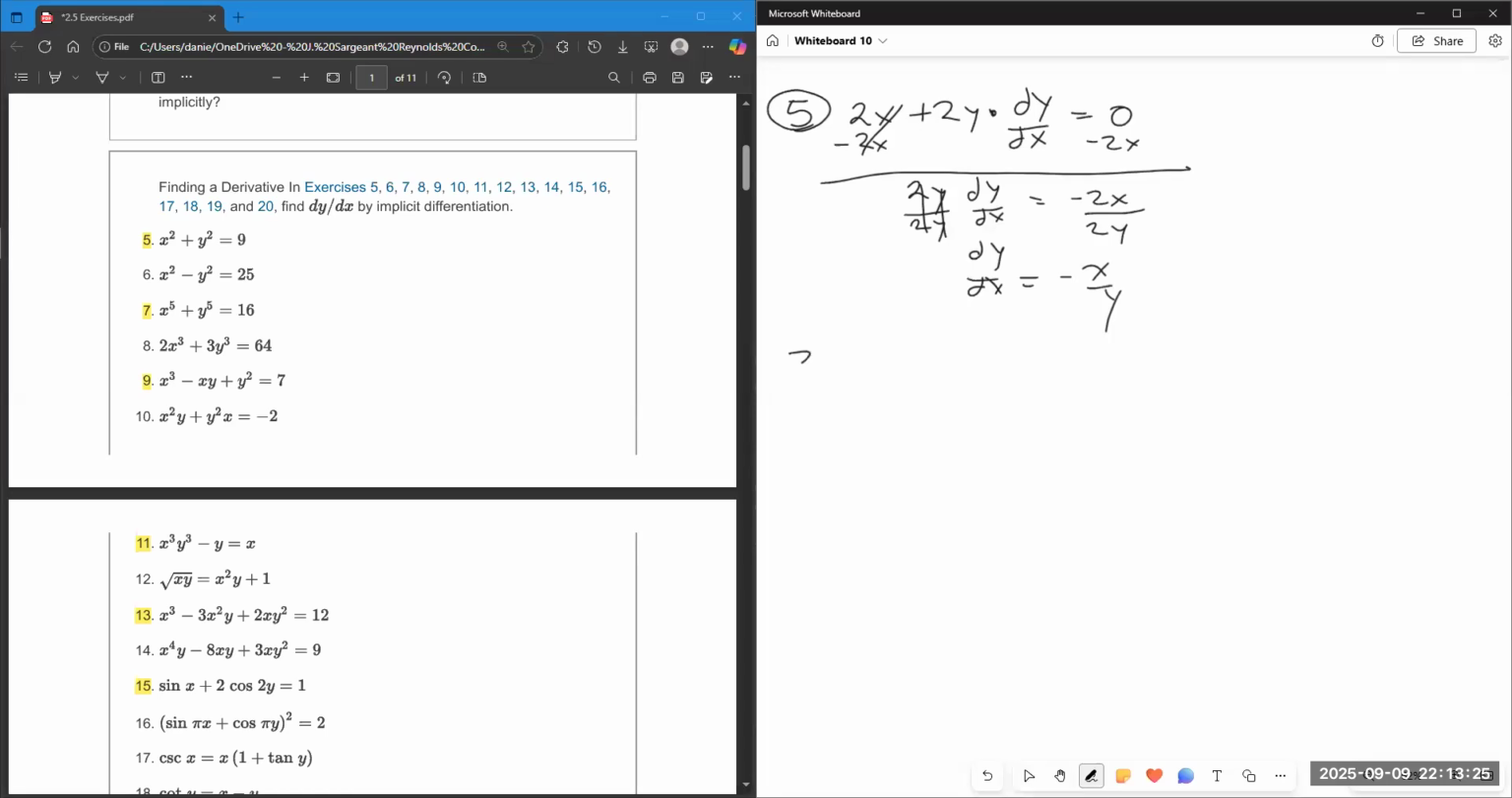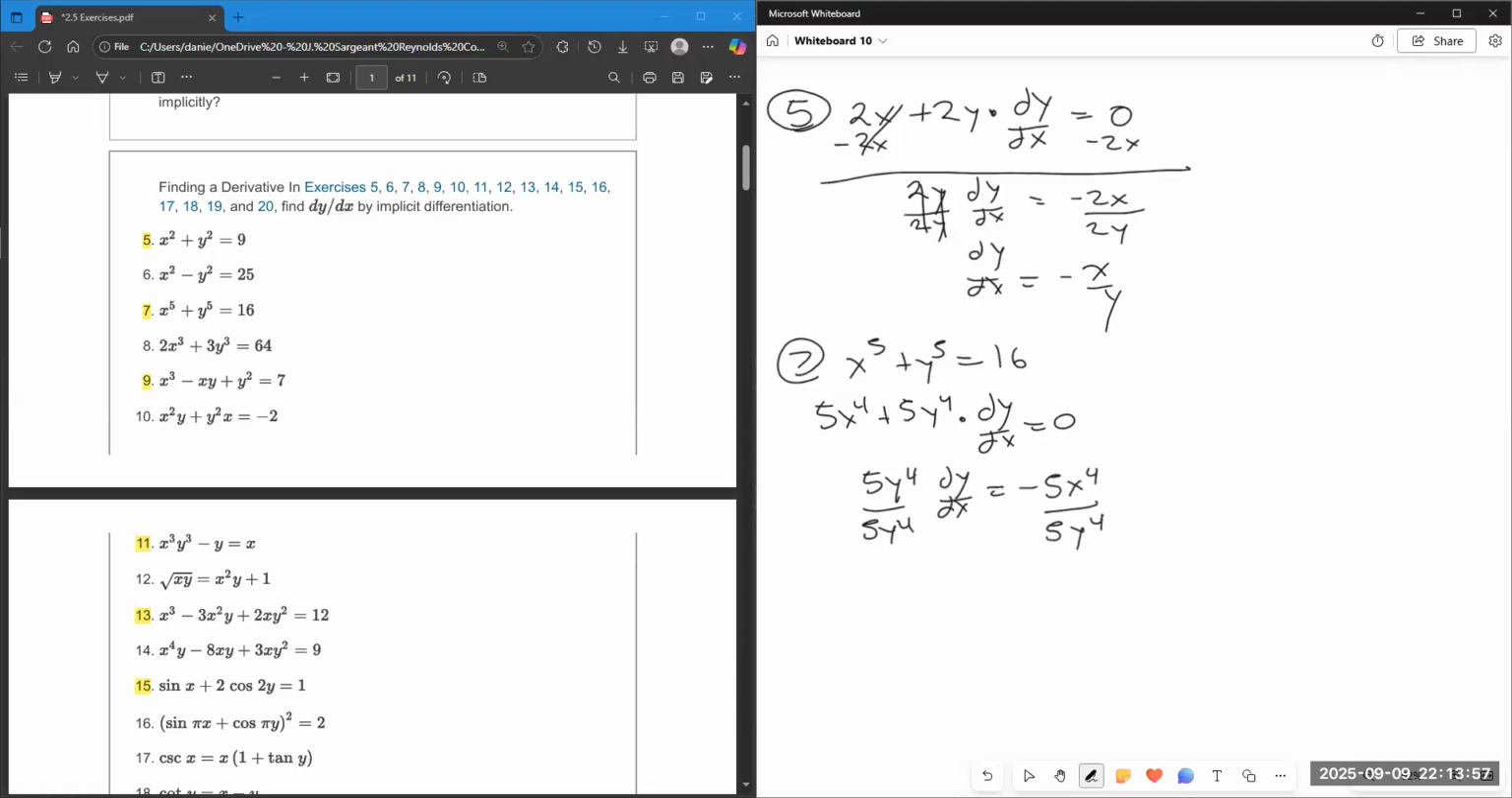Let's look now at number 7. X to the 5th plus y to the 5th is equal to 16. So 5x to the 4th plus 5y to the 4th times dy dx is equal to 0. 5y to the 4th dy dx is equal to a negative 5x to the 4th. Divide by 5y to the 4th. 5's will cancel. dy dx is a negative x to the 4th over y to the 4th.